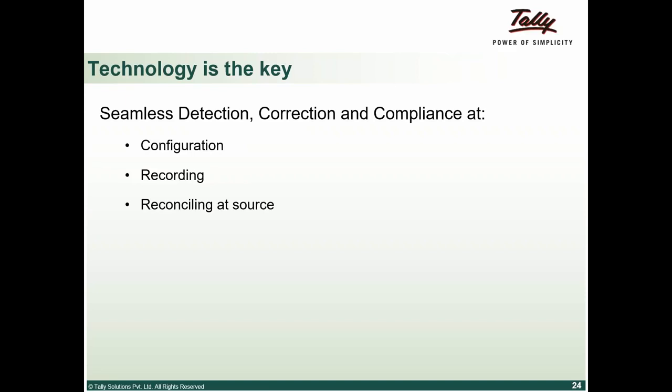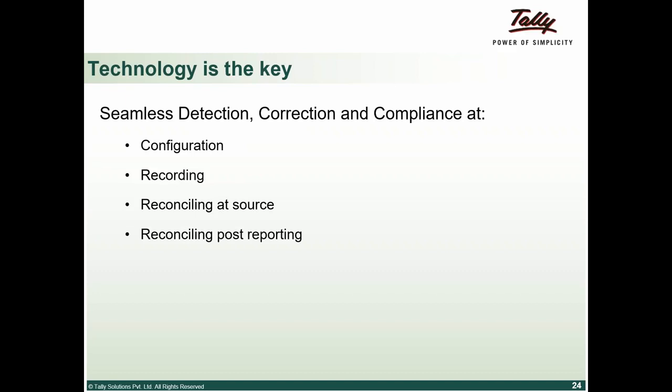One is reconciling at source. I have recorded my purchases and sales. How quickly can I reconcile and make sure that whatever information GSTR wants, in whatever column they want, is being captured properly in my books of account, such that I'm able to quickly port it to my GSTR1.